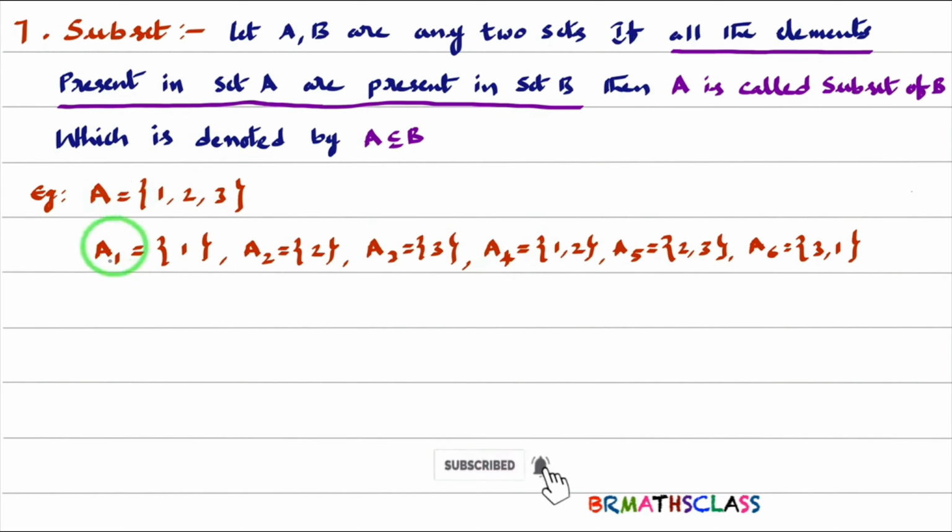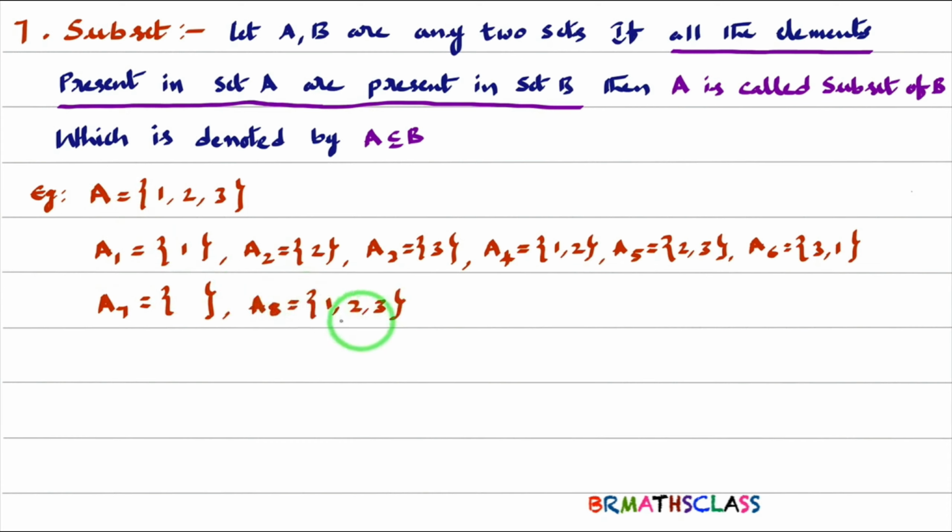Here, few important points you need to observe. Empty set is treated as subset of every set. You observe here this set, this is the empty set. Is empty set subset of A? Yes. We say that empty set is subset of every set. You need to remember this point. Empty set is subset of every set. Now, I'll write one more, that is a 8th set. You observe this set, is it a subset of A?